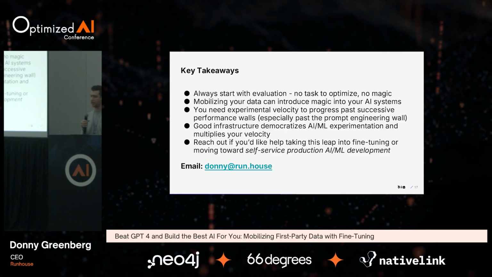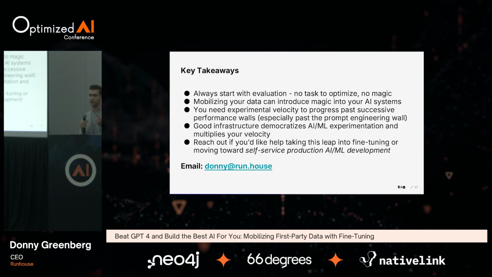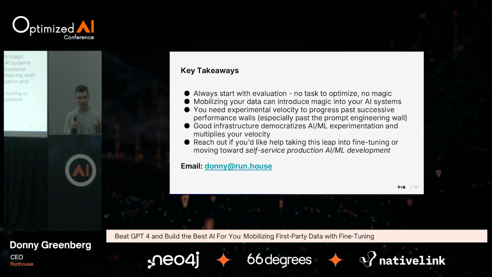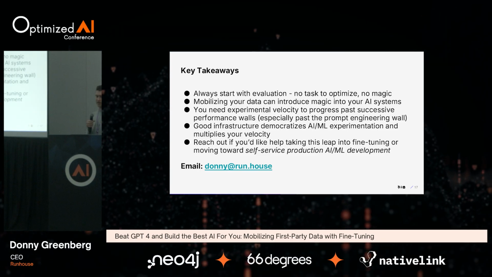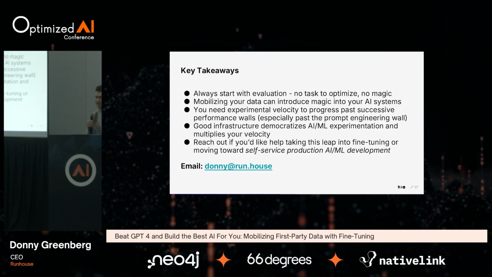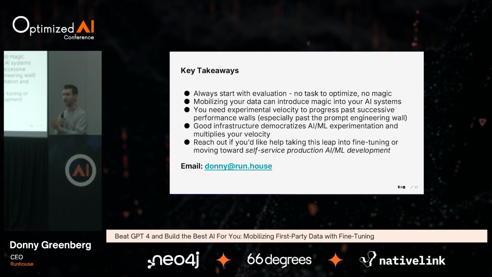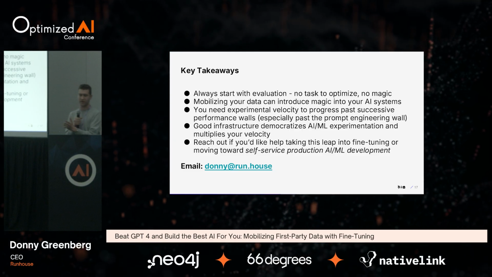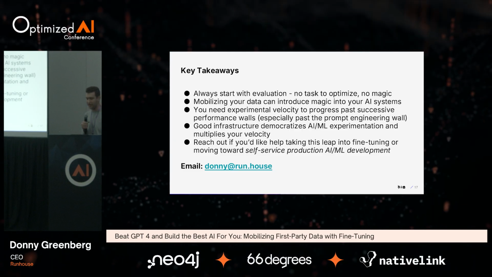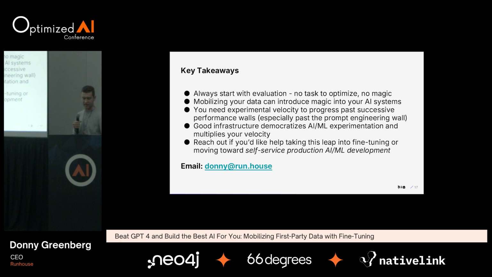Two, mobilizing your data can introduce magic into your AI systems, and if you can't do it, it's very restrictive. Three, you need experimental velocity to progress past these successive performance walls as you get to higher and higher user success or system success in your application. And good infrastructure will democratize that experimentation, so that your whole workforce is able to bang on these systems, try lots of experiments, and break through these walls.